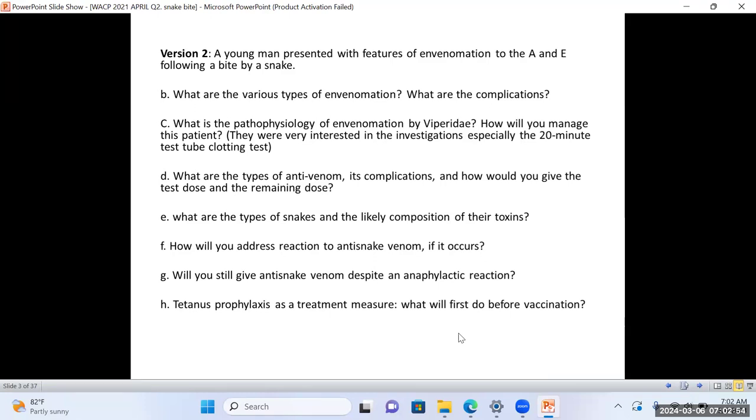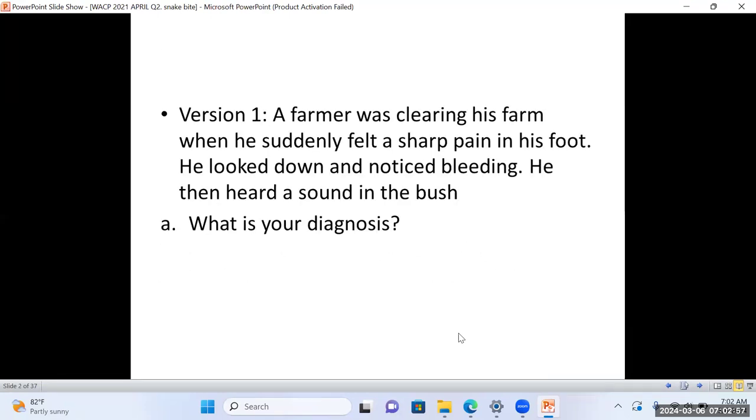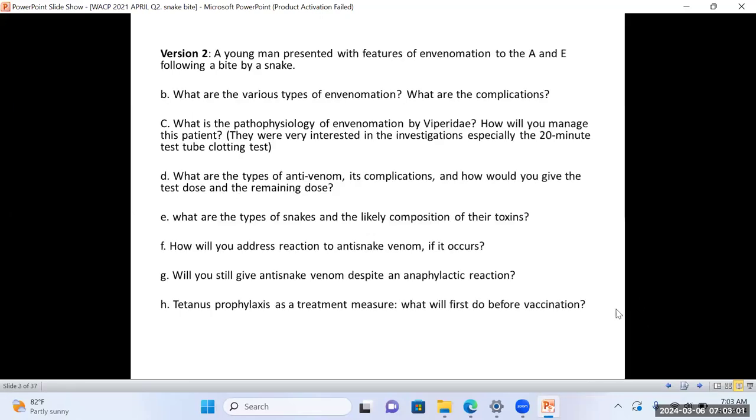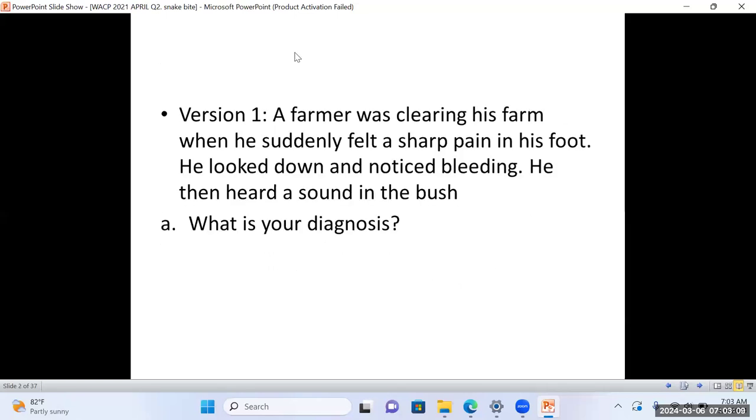Sorry. Okay. So the first version. Can you put it on slideshow? Okay. I think it's on slide. I put it on slide. I was just seeing the margins. So I was thinking it's not.